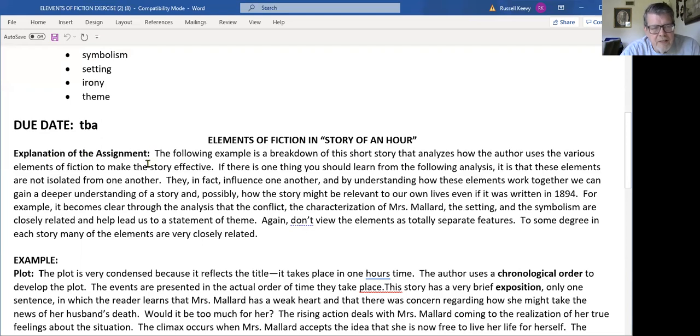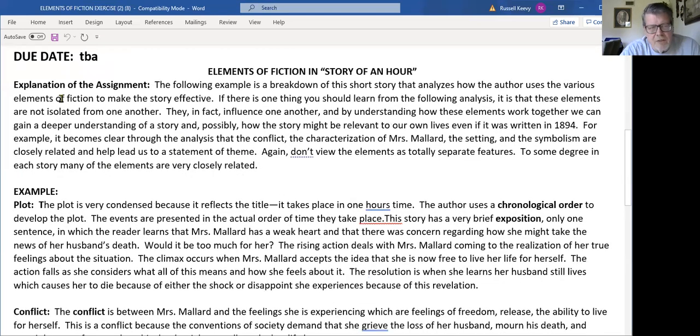Okay, so this is just an explanation, so you don't need to include this in your analysis, all right? This is just a breakdown of a short story that analyzes how the author uses various elements of fiction to make the story effective. And sometimes these elements are not really isolated from one another, they work together. They influence one another, and by understanding how these elements work and work together, we can gain a deeper understanding of the story, and even possibly how the story might be relevant to our own lives, even if it was written in 1894.